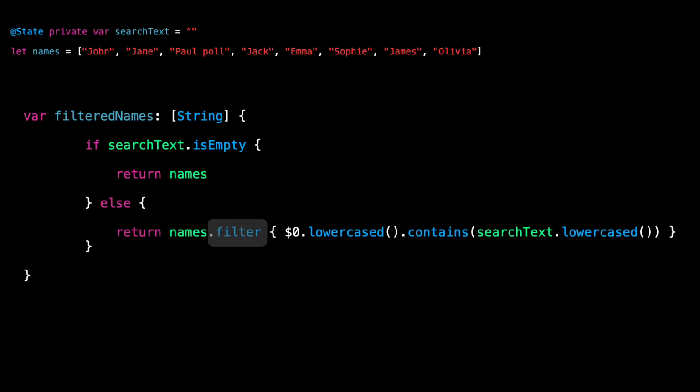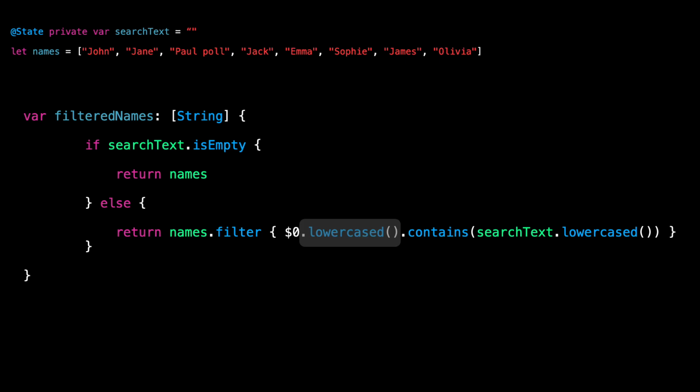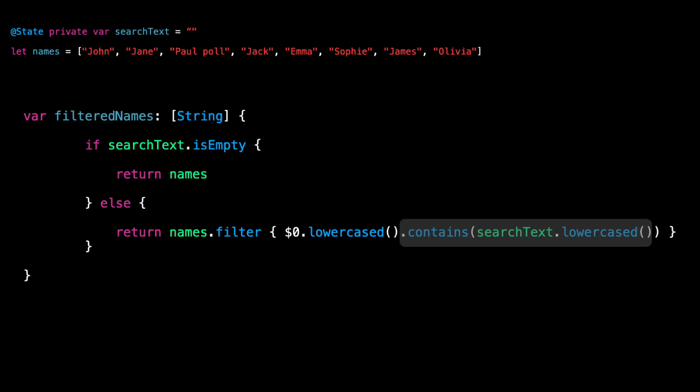Both searchText and each name in the list are converted to lowercase using .lowercased. This makes the search case insensitive, so searching for jane or Jane matches Jane. If searchText has a value, it applies the filter with contains(searchText), only keeping names that include the searchText.